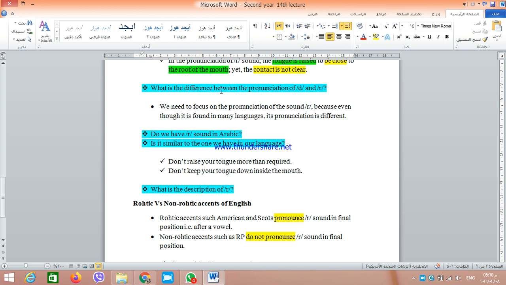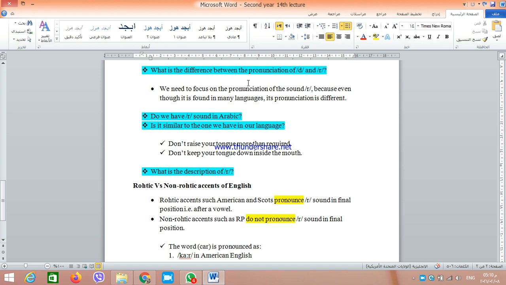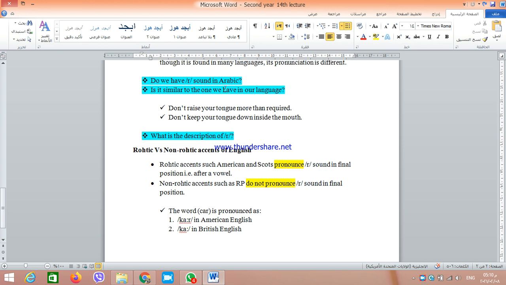Now, what is the difference between the pronunciation of da and dra? I also want to discuss this with you. We need to focus on the pronunciation of the sound ra, because even though it is found in many languages, its pronunciation is different. The ra sound in Arabic is different from the ra sound in English. Even in the recitation of the Holy Quran, we should pronounce the ra that we discussed here in English. We should not say r, and we should not say ra. This trilling of the sound is not acceptable in the Holy Quran recitation.